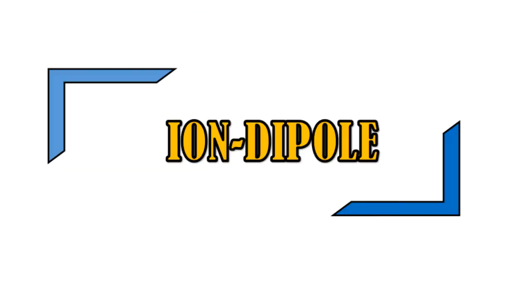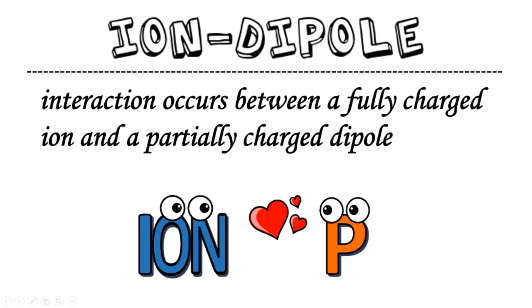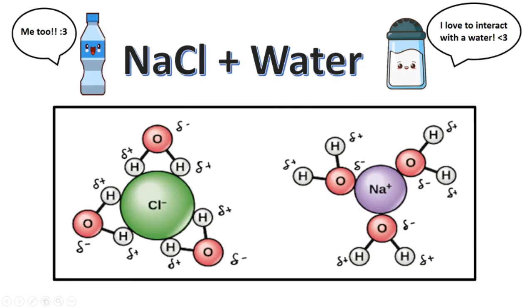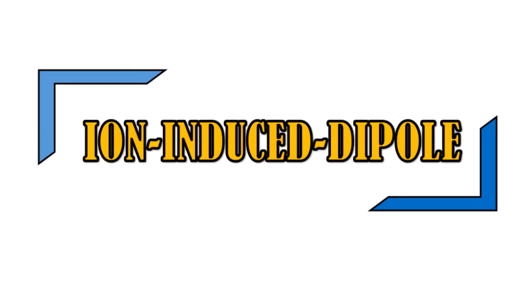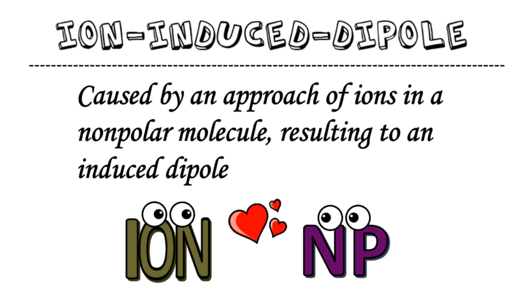Ion dipole. Ion dipole is an attractive force that results from the electrostatic attraction between an ion or ionic compound and a neutral molecule that has a dipole. Simply, it is an ion combined with a polar molecule. For example, when table salt is dissolved into water, the intermolecular force applied is an ion dipole force because NaCl is an ionic compound and water is a polar molecule. Simple as that.